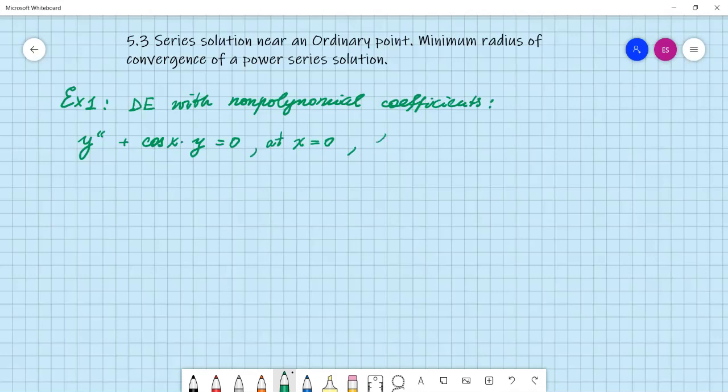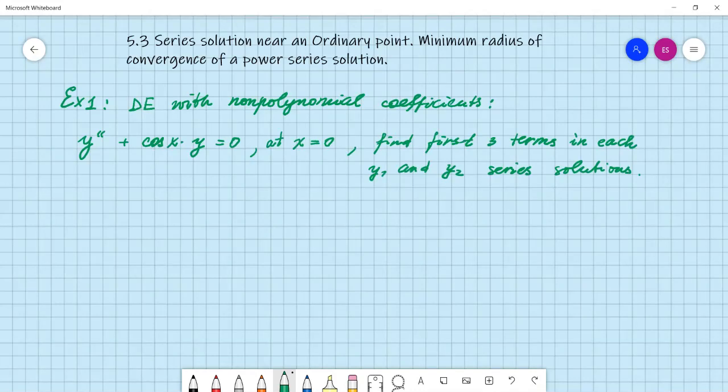We just need to find the first 3 terms in each of the y1 and y2 series solutions. Well, you remember what y1 and y2 are, right? They are two linearly independent solutions.